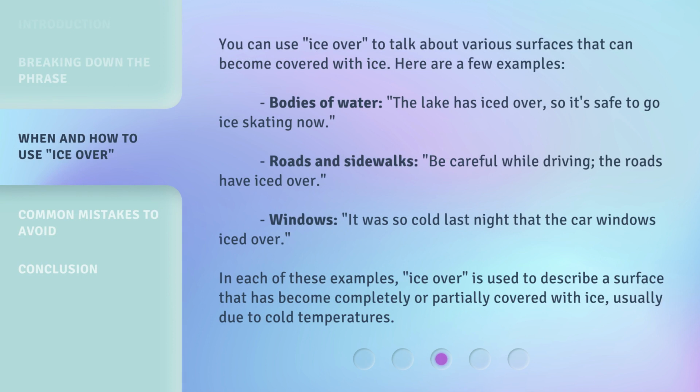You can use ice over to talk about various surfaces that can become covered with ice. Here are a few examples. Bodies of water. The lake has iced over, so it's safe to go ice skating now. Roads and sidewalks. Be careful while driving. The roads have iced over. Windows. It was so cold last night that the car windows iced over. In each of these examples, ice over is used to describe a surface that has become completely or partially covered with ice, usually due to cold temperatures.